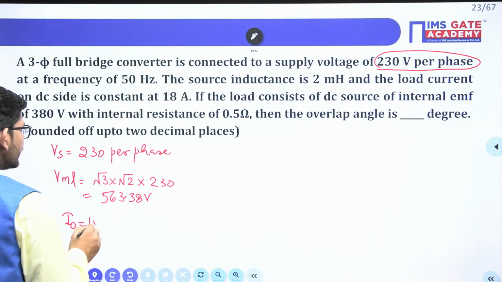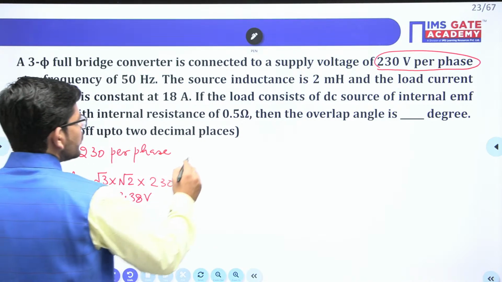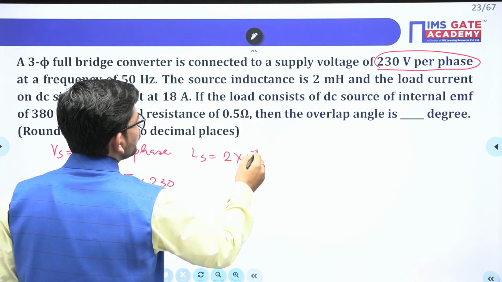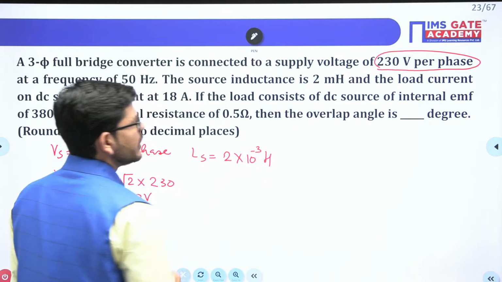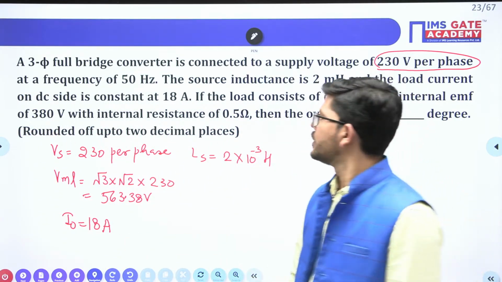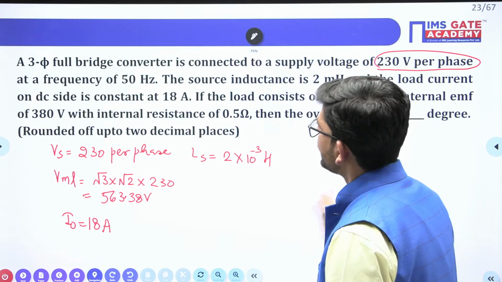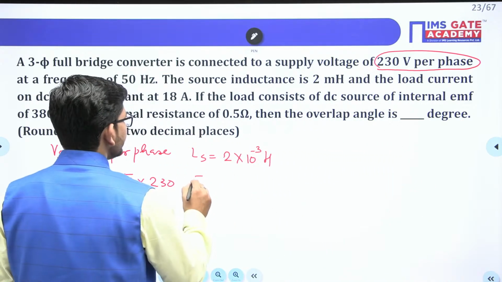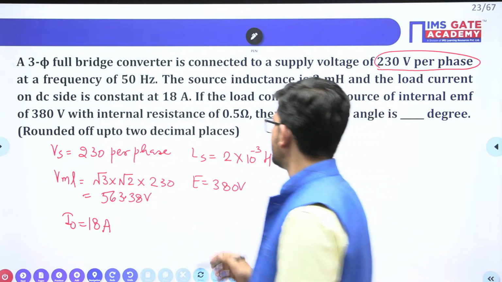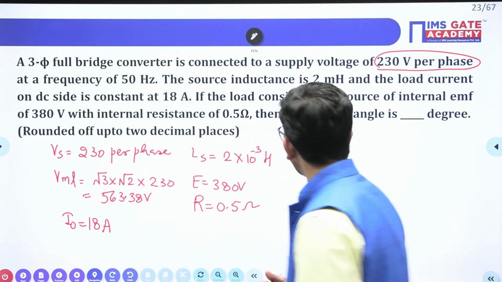Now again, what is given to us? I naught is given, which is 18 ampere. Source inductance is also given and it has a value 2 millihenry or 2 into 10 to the power minus 3 henry. In the previous case we calculated ls, but in this case ls is given to us. If the load consists of a DC source of internal EMF of 380 volts, so guys, internal EMF of 380 volt is also given, with internal resistance R value 0.5 ohms. Then the overlap angle will be what?